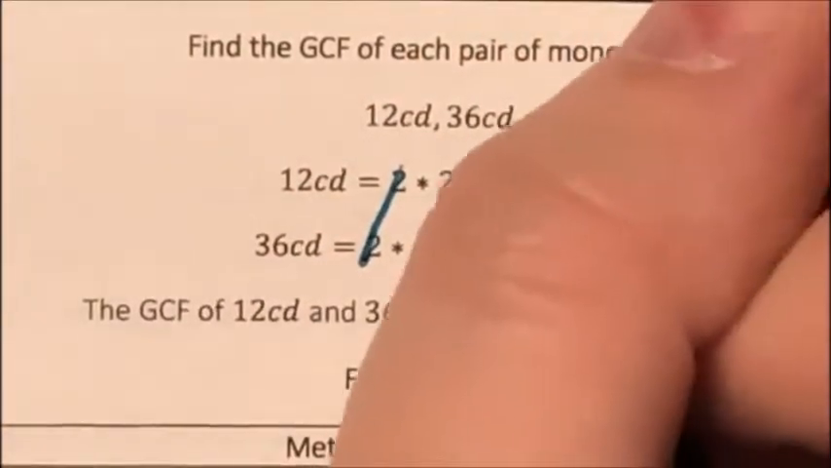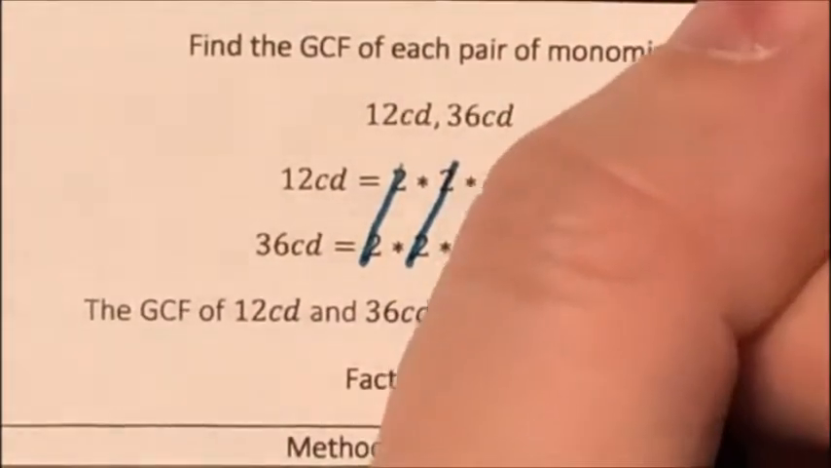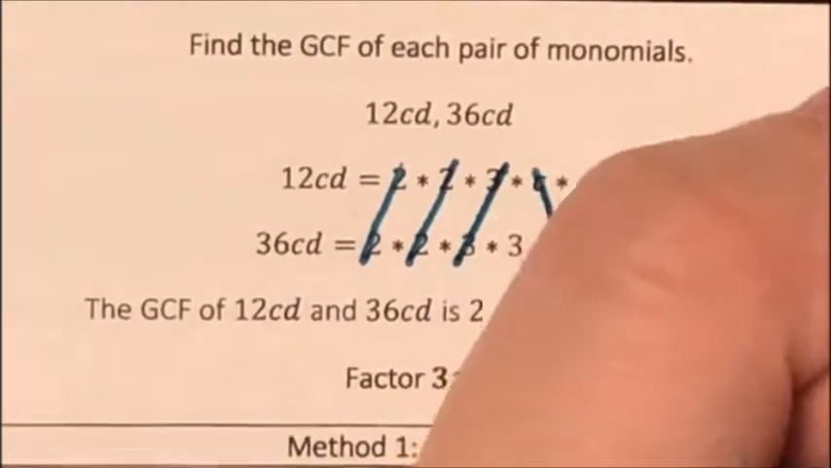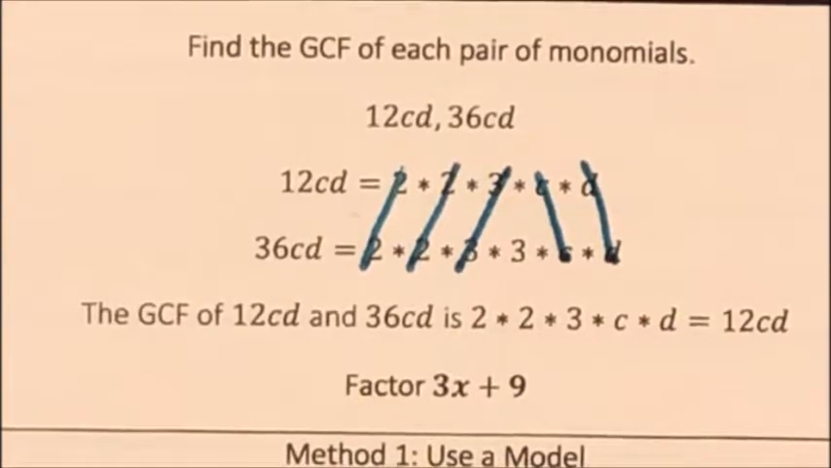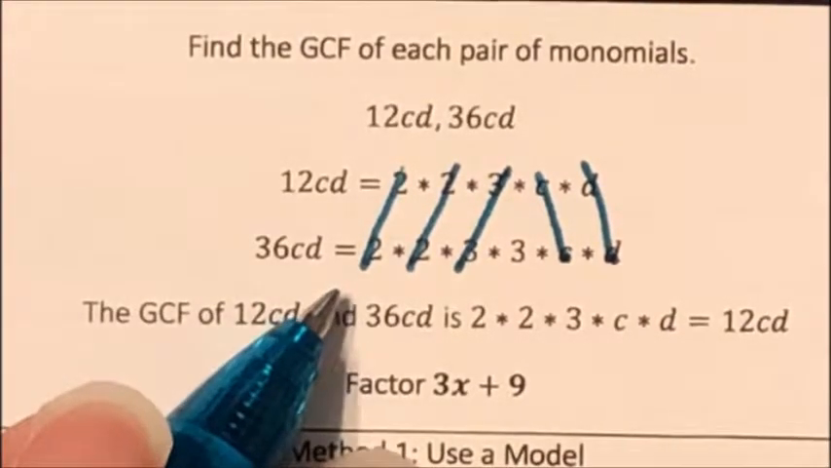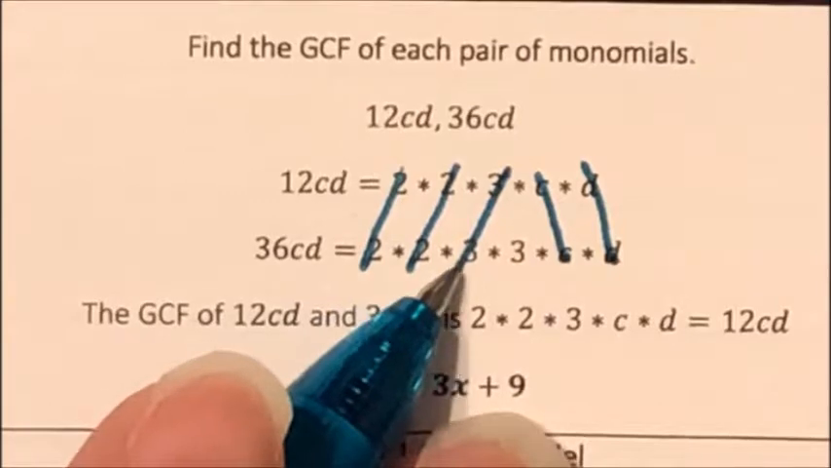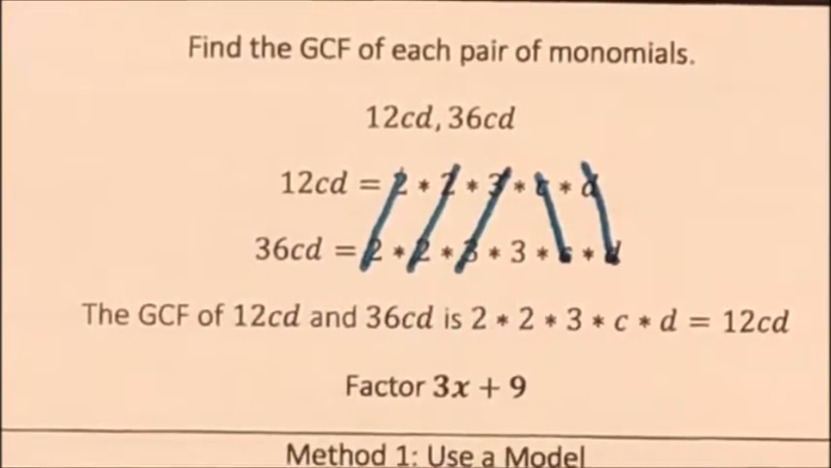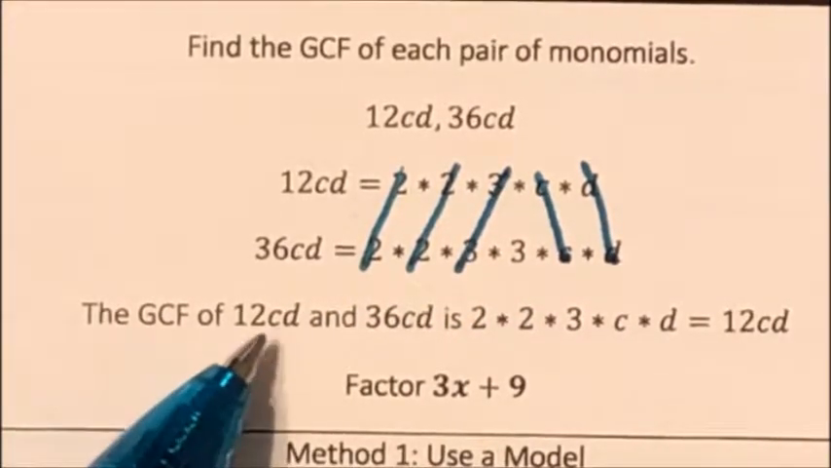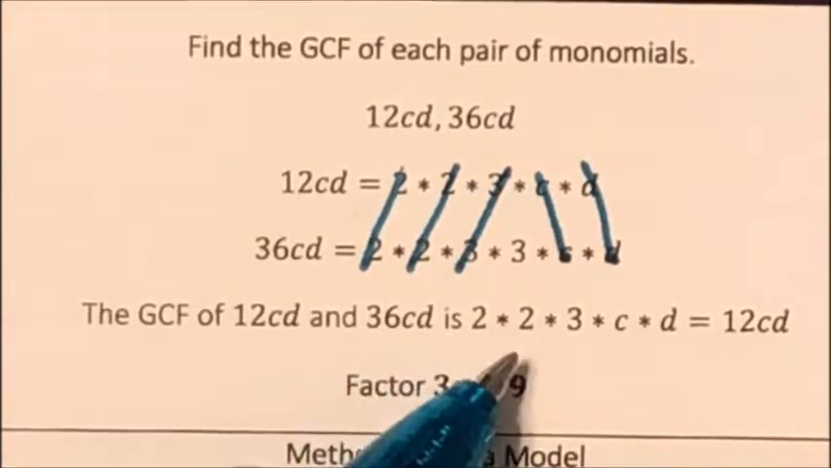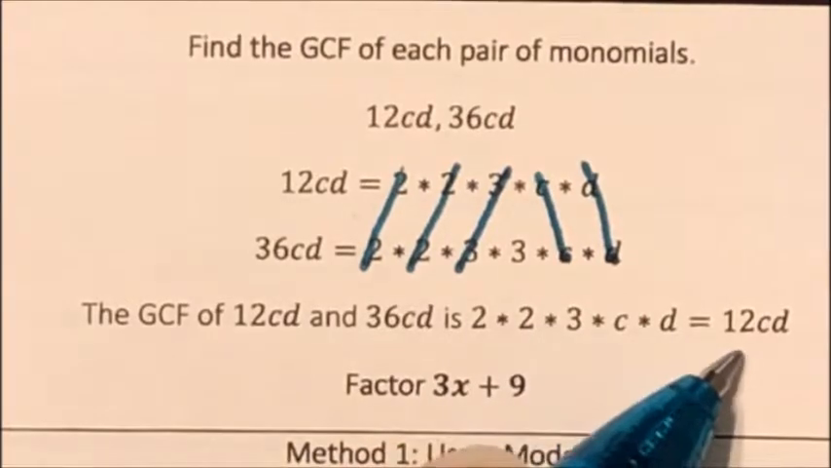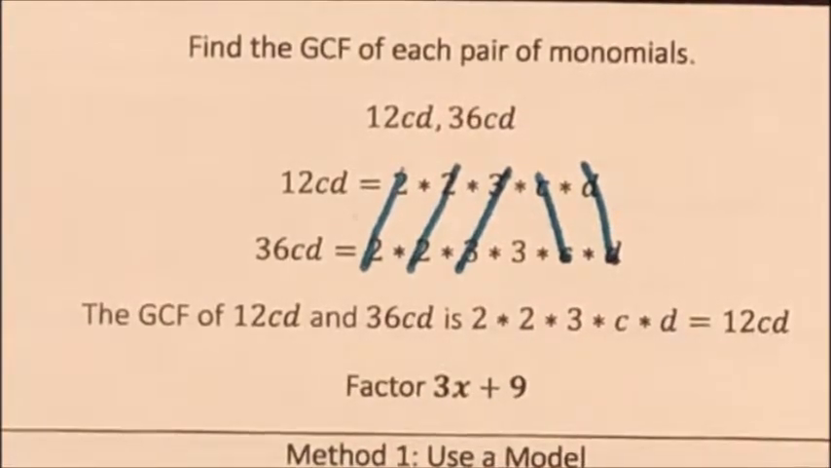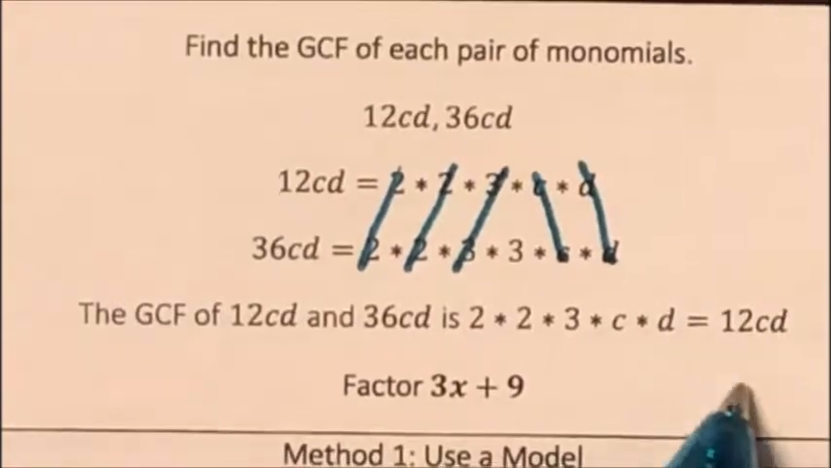Well, they both have a 2 in common. They both have another 2 in common. They both have a 3 in common, a C in common, and a D in common. Okay, so I'm going to take those 2 times 2 times 3 times C times D. So the GCF of 12 CD and 36 CD is 2 times 2 times 3 times C times D, or 12 CD. Okay, so that's what I was doing for that.